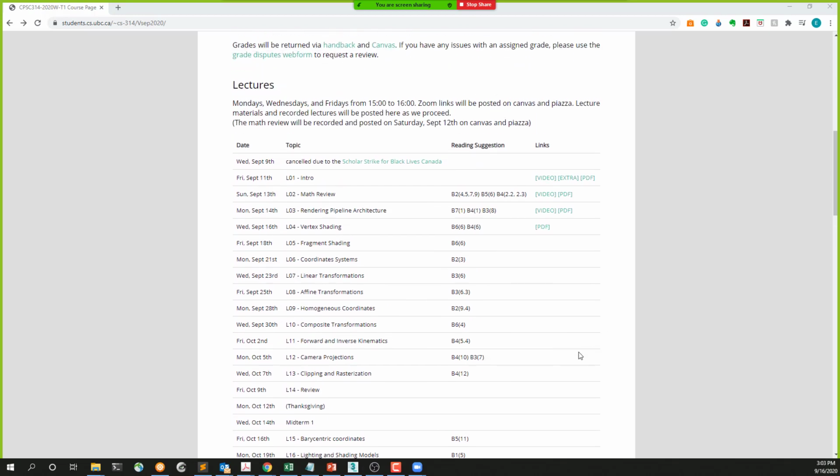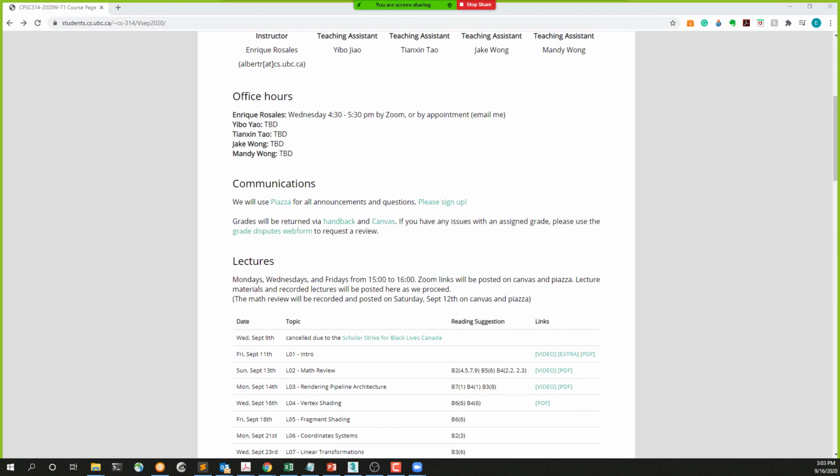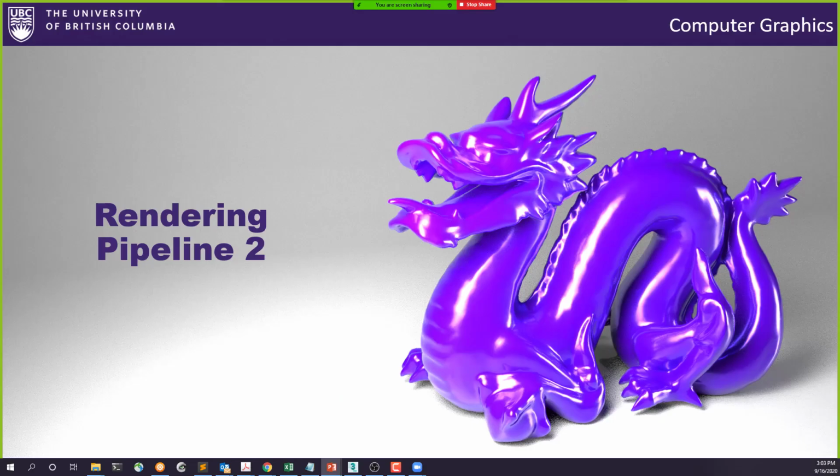Okay, so let's start for today. We have a lot of stuff to talk about today regarding the rendering pipeline. Okay. Good. And I need to minimize a couple of windows here, because it's impressive teaching online the amount of floating windows we have.